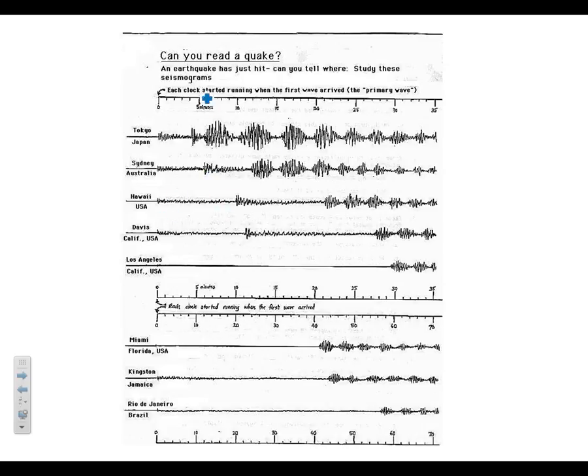So that's what you're looking for. You could just start drawing circles from these cities with the distance of the time lags, and hopefully all these circles would then cross at a location. And that would be the epicenter of your earthquake. And you're going to be doing that in lab.